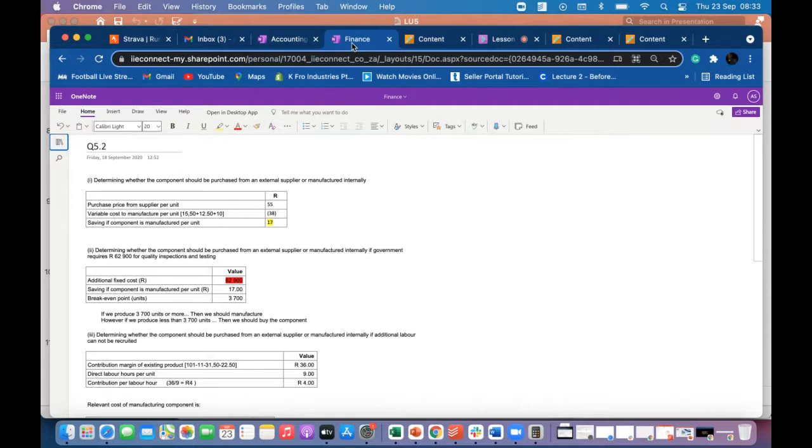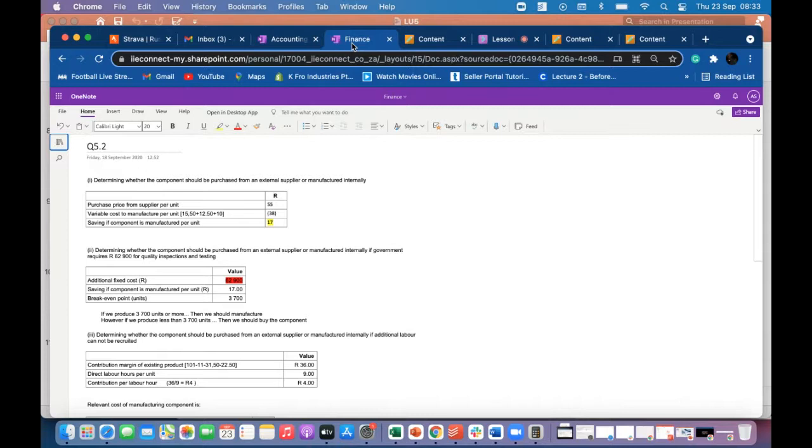All right. Bucks Ltd produces a component that it uses to manufacture a final product. Okay. The manufacturing costs of the component are as follows. Okay, so this is a component. All right. The manufacturing cost of a component, right? A piece of equipment or stuff that we need in our business.